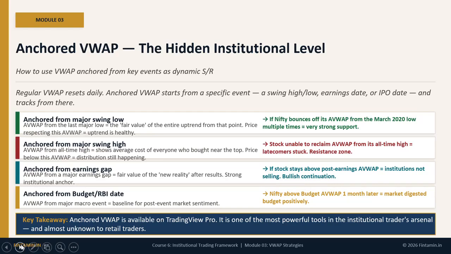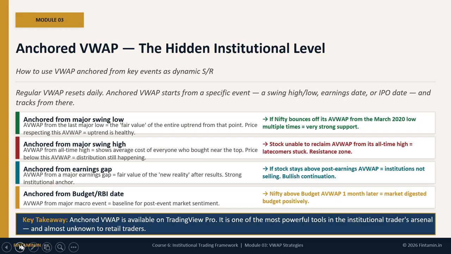Anchored VWAP is one of the most powerful tools in the institutional trader's arsenal and almost completely unknown to most retail traders. Instead of starting fresh each day, you anchor VWAP from a specific significant event. Anchor from the major swing low. This gives you the fair value of the entire move from that low.